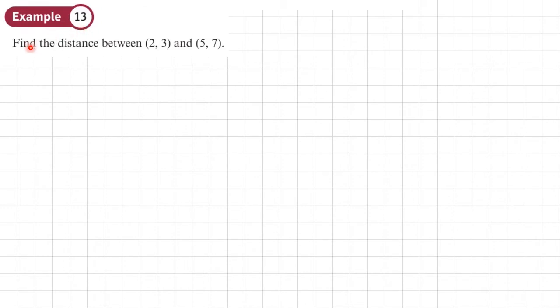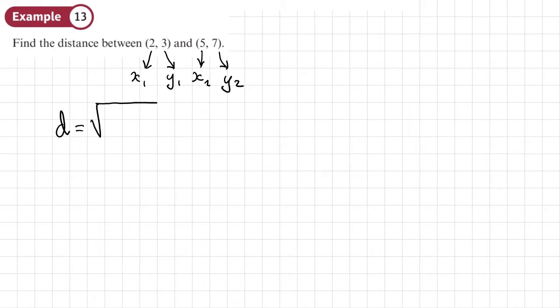Example 13, find the distance between these coordinates here. Okay, so it's easy enough. So let's call this x1, y1, x2, y2. So they just can go into the formula. So D, our distance, is the square root of x2, 5 minus 2 x1 squared. Now this could be the other way around, because when you square it, you're still going to get the same answer. So if I had done 2 minus 5 squared, I'm still going to get the same result, not cubed, squared.